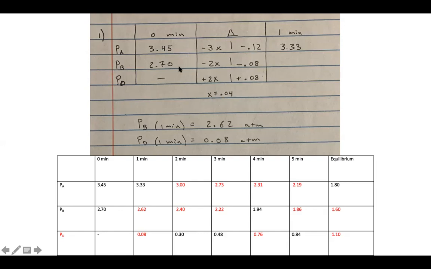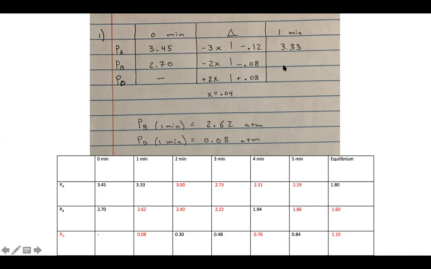Okay, and so we have pressure information for compound A at minute 0 and minute 1, right? 3.45 atmospheres and 3.33. Now the change in this 1 minute period is equal to negative 3x. Okay, and the actual value of the change is negative 0.12. This means that just x alone equals 0.04. Okay, now that we know that x equals 0.04, we can just plug it in for the x in this change section to know that the pressure of B should change. It should decrease by 0.08, while D should increase by 0.08.